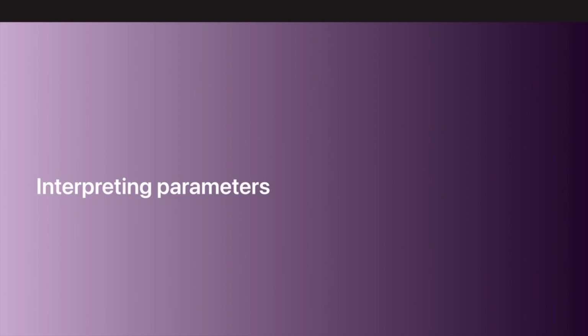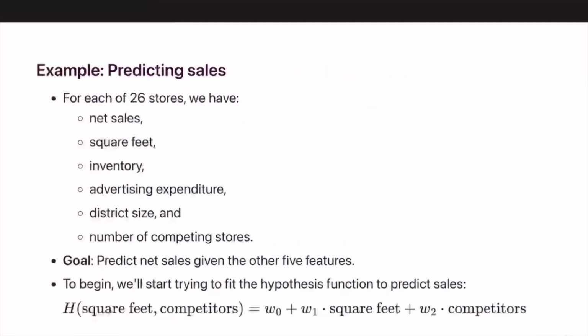Okay, so let's talk a little bit about interpreting parameters. Let's have a short departure from the average commute time problem and talk about predicting sales. In our imaginary data set, we have 26 stores, and for those 26 stores we have these features: net sales, square feet inventory, advertising expenditure, district size, and number of competing stores.